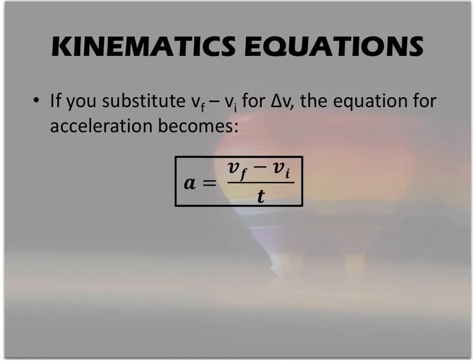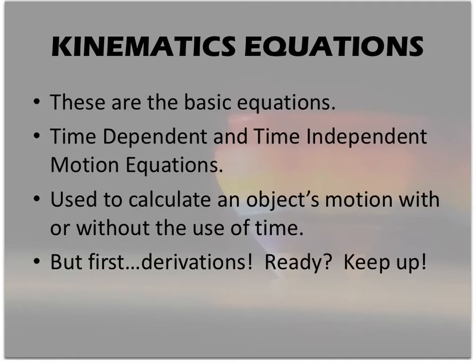If I now substitute the VF minus VI into that acceleration formula, I get A equals VF minus VI over T. This is an important formula for us to have because it now involves two different velocities, time, and acceleration for one simple concept. So those are the basic equations that define motion.